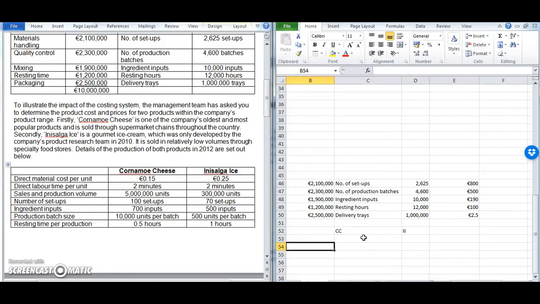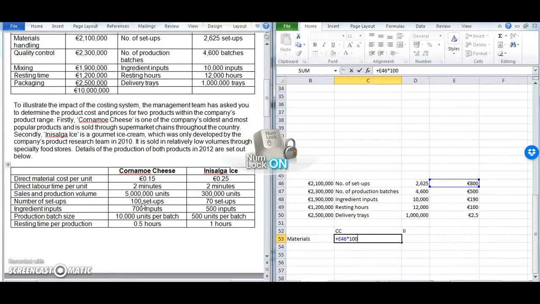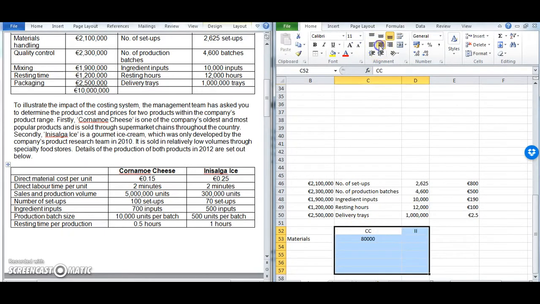So looking at CC in terms of materials, well, we know materials handling is based on number of setups. It's €800 per setup, and Cornamo cheese uses 100 setups. Okay, so it's 800 times 100 gets you to 80,000 allocation. So I'll just format these to make sure they're all similar. Okay, so CC gets 80,000.